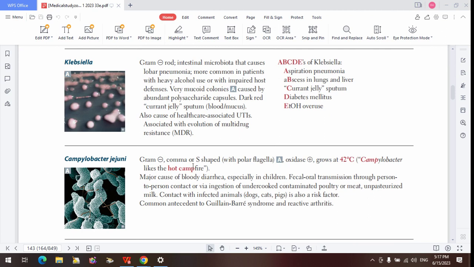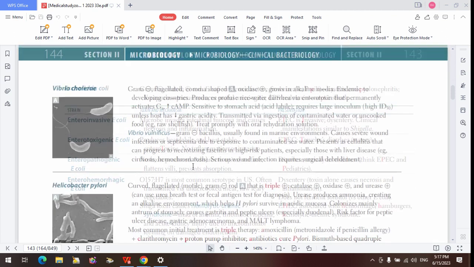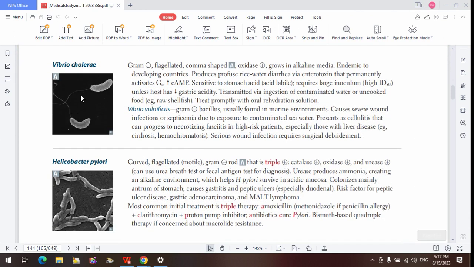So once you see them portraying a thin, curved, comma shaped rod, you know that they are likely talking about three things. It's either Vibrio, it's Helicobacter, or it's Campylobacter jejuni. So from the presentation, you can narrow down the one we are looking at. Okay. Yeah, so Vibrio, that's the second of the curved bacteria.